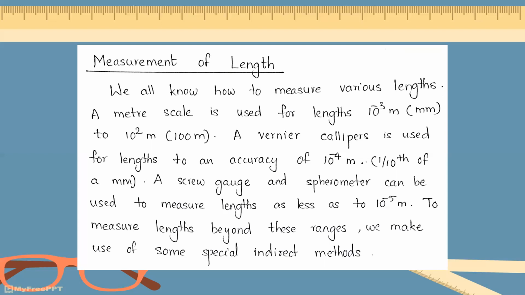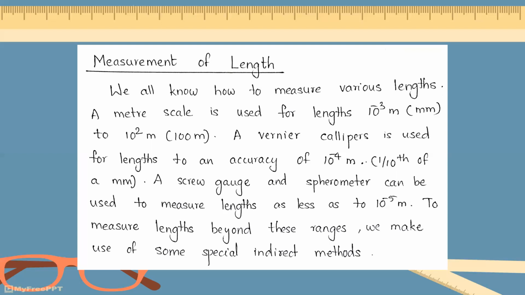And if you take other instruments, that is a screw gauge or a spherometer, they can measure lengths as small as 10 to the power of minus 5 meters. It is still smaller than the measurement measured by the vernier calipers. 1/10 of a millimeter can be measured by vernier calipers. 1/100th part of a millimeter can be measured by a screw gauge or a spherometer. Like that, we have different instruments to measure smaller lengths also.